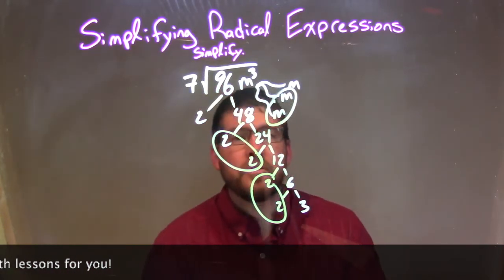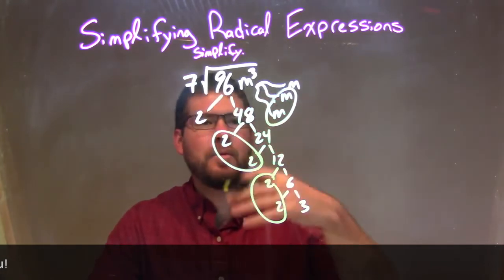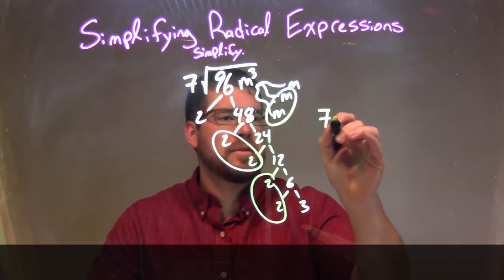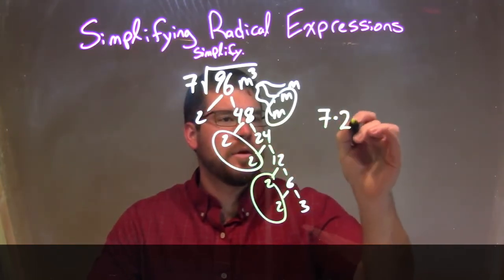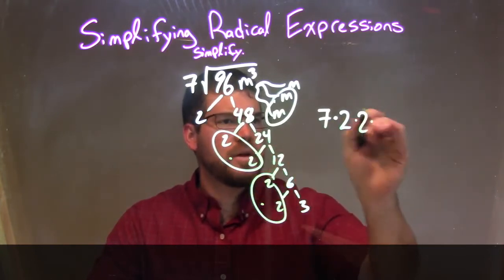So what we need to do is, well, that 7 is just on the outside, so it's going to stay on the outside. For every single pair we see, we're going to write that on the outside. So let's see, we have my 7 that's sitting there. 7 times one pair of 2's times another pair of 2's. Let's mark them there. So I got them. Times a pair of m's.